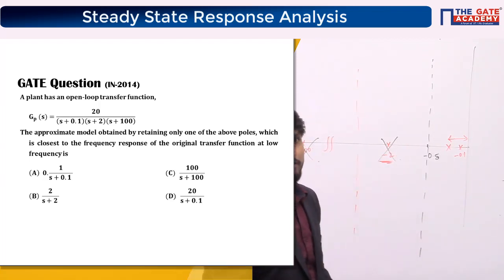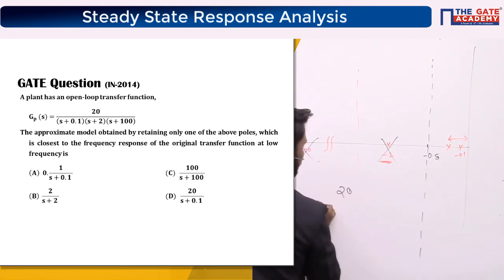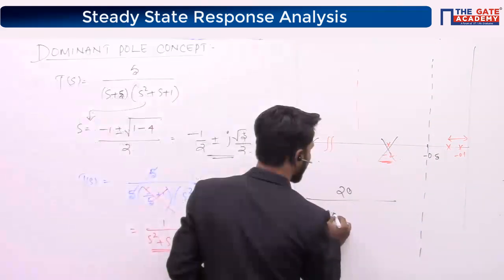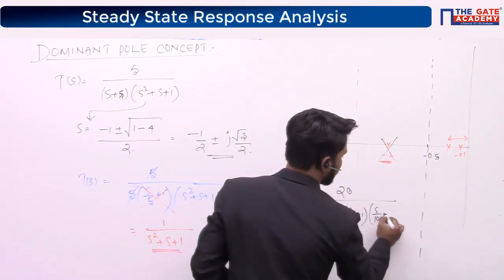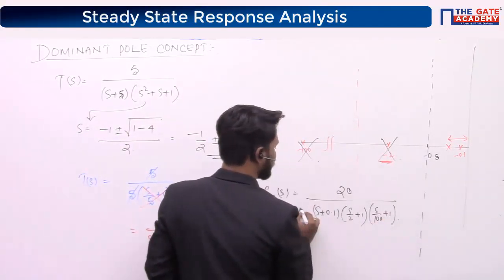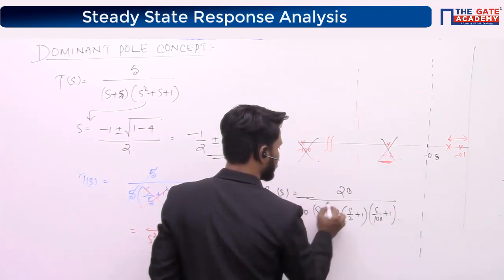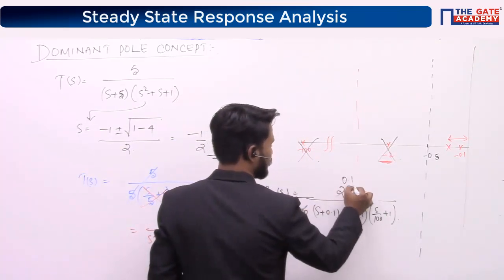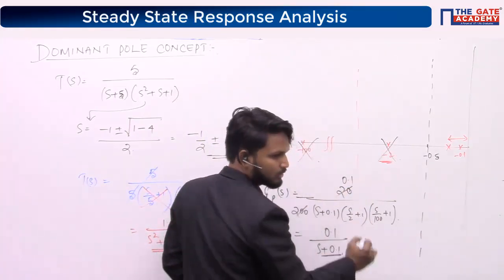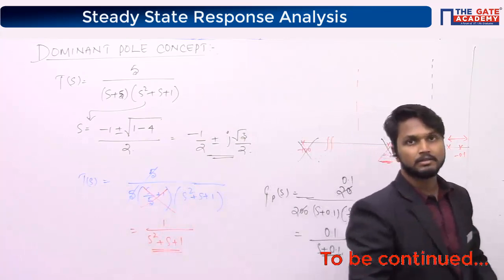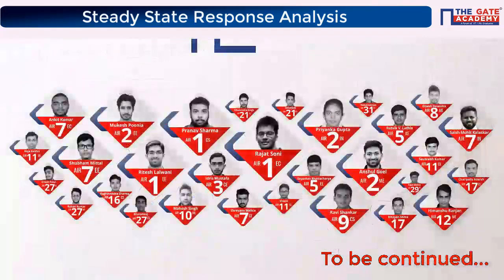Before eliminating them, you just need to convert them into time constant form. Therefore, Gp of S is equal to 20 divided by (S plus 0.1) into (S by 2 plus 1) into (S by 100 plus 1). So it is 200. Therefore, 0.1 divided by S plus 0.1. So this will be the correct answer for the question. Option A.